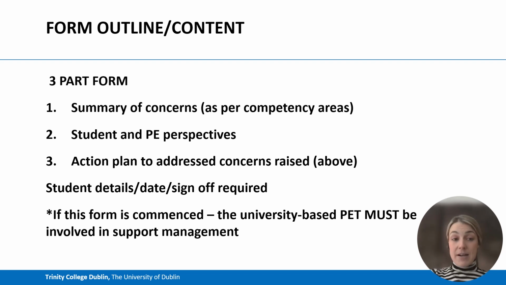The form has three parts. The first part is a summary of the concerns. The second part is exploring the student and the PE's perspectives. And the third part is creating that clear action plan to address the concerns that have been raised. Important that the student's details and data are recorded and that both the student and the practice educator sign off on the documentation once it's completed. If the form is commenced, as I said before, it's extremely important that the university-based practice education team are involved to support the management of this case.